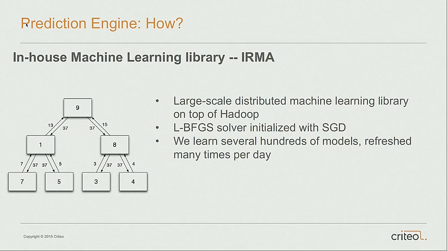We implemented an in-house machine learning library on top of Hadoop and Spark, basically. So it's classical optimization, stochastic gradient descent, and second-order methods, for example. And it scales very well.